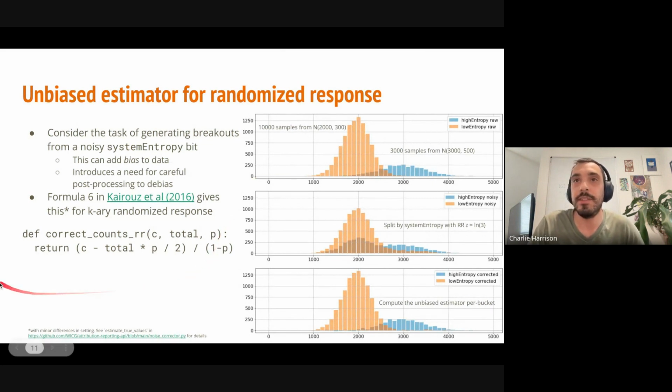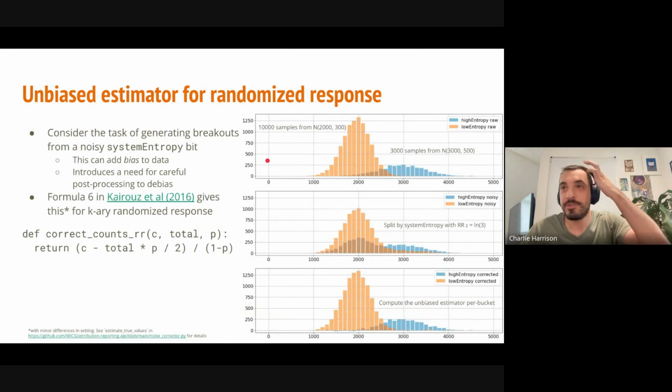I've given the formula here and a link to a proof. Here's what this would look like after you compute the per bucket unbiased estimator. You can see that the third graph is pretty similar to the first one. There are a few negatives here and there, which are probably weird and might mess up your measurement systems. But overall, it's not terrible.